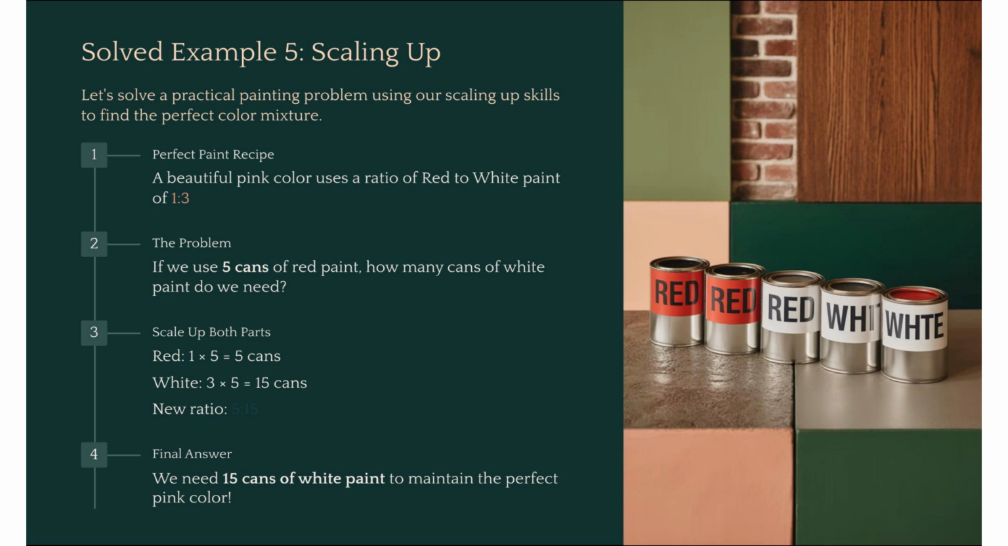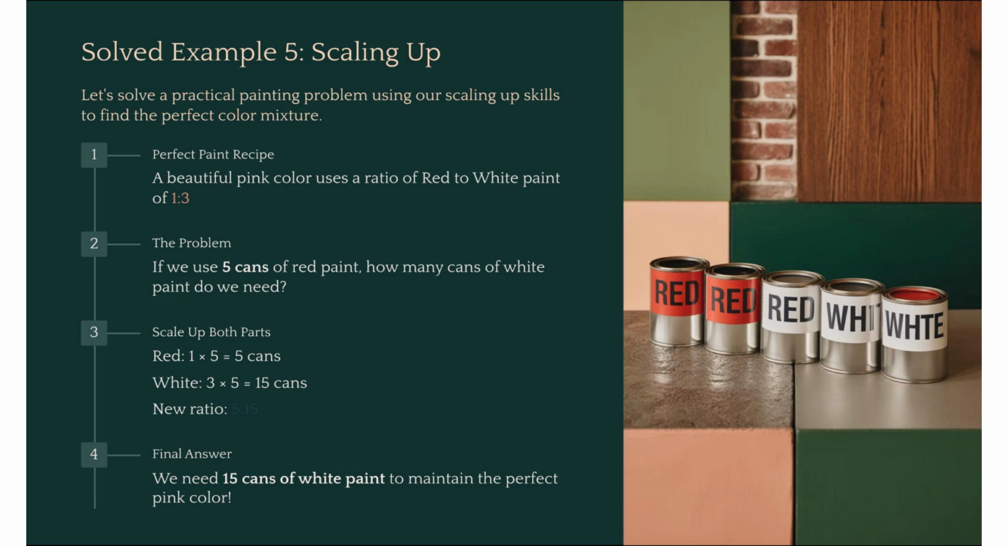Suppose you found the perfect shade of gray paint, which requires a red to white ratio of 1 to 3. Now you have a much bigger project and decide to use 5 full cans of red paint. How many cans of white paint do you need to keep the color exactly the same?